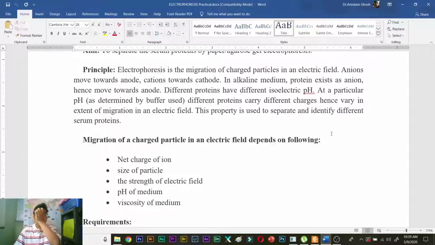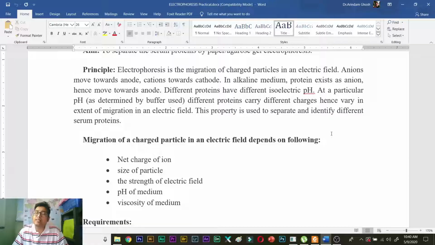Now, not only the charge, their migration also depends on a few more additional factors. What are they? They are net charge, which you know, and size of the particle, mass is very important. If two proteins carry the same charge, the heavier protein will be running slow and the lighter protein will be running fast, right? Then the strength of the electric field, the pH of the medium, and the viscosity of the medium.